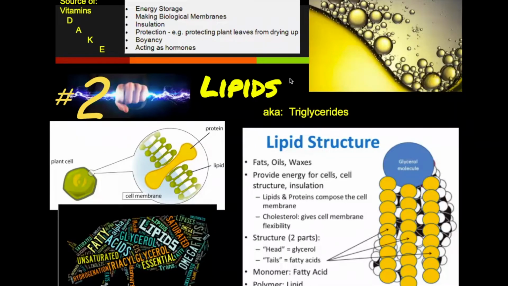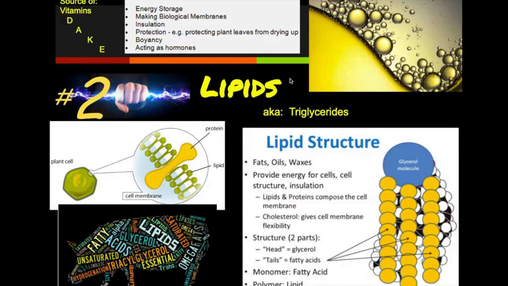It's time to talk about lipids. We also call lipids fats, and fats get a bad rap. We need them. They're super important because they're our secondary source of energy. We store them, and when we're out of sugars, our body will break those stored fats down into energy so that we can cellularly respire.